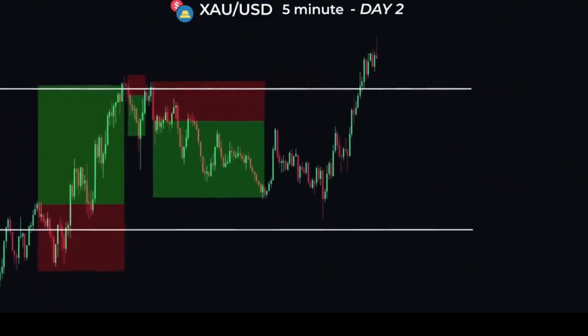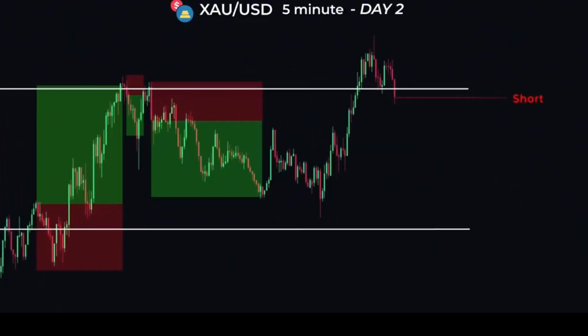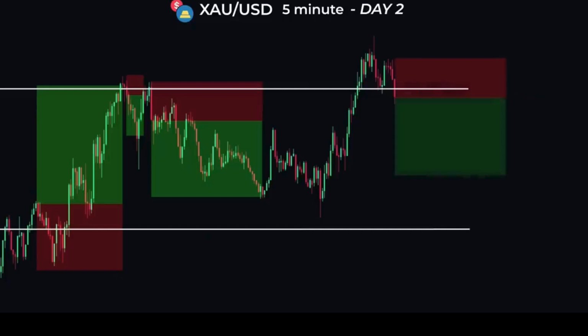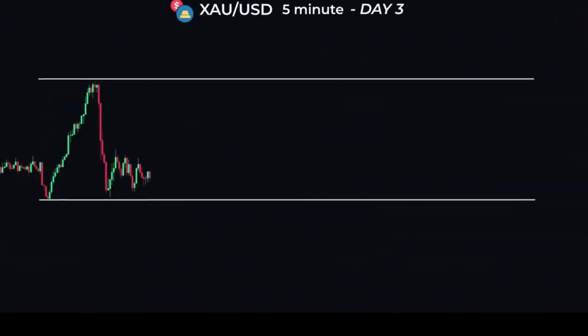After some time, price gave another short setup. We place our stop loss at the highs, take profit at 2 times risk. This time, price hit the stop loss, so that's a 1R loss. Now moving on to the next day.